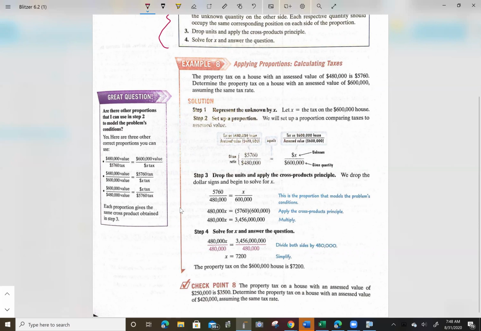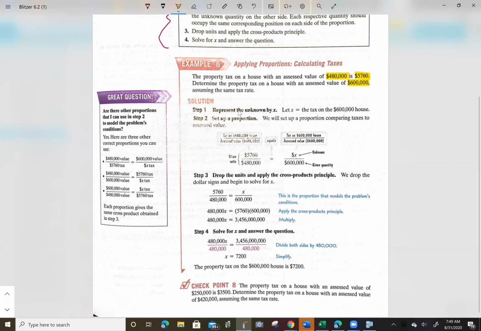The property tax on a house with an assessed value of $480,000 is $5,760. Determine the property tax on a house with an assessed value of $600,000, assuming it has the same tax rate.